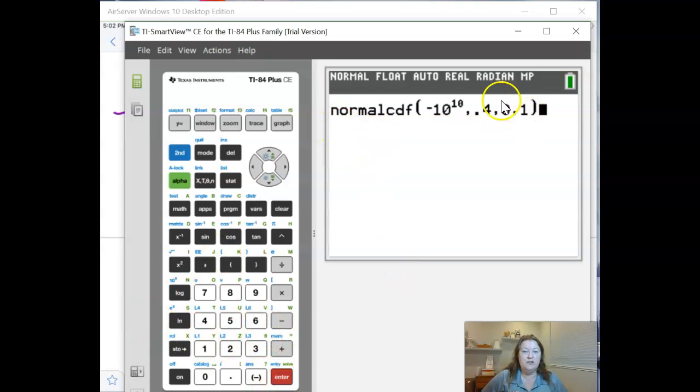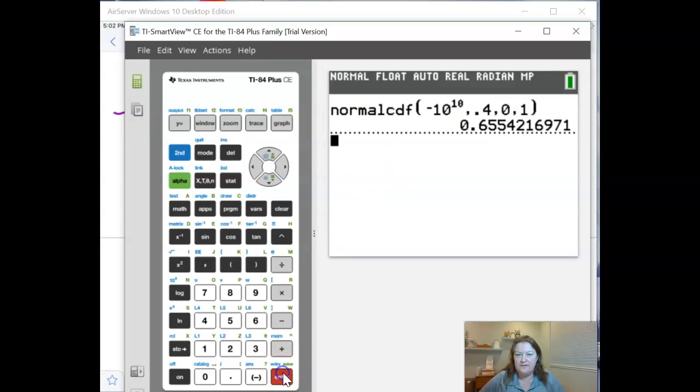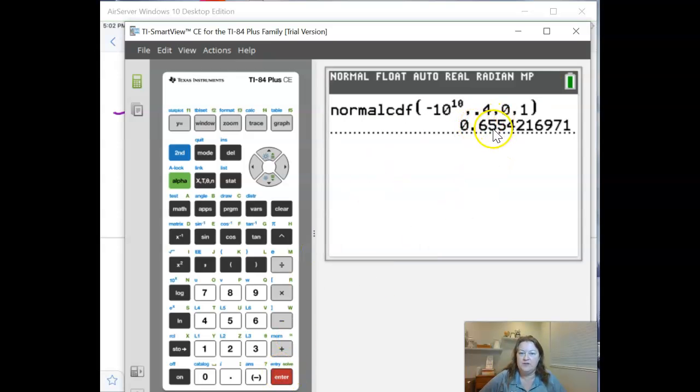This is what the formula looks like. So if you don't get the option of having that menu come up, it's going to put normal CDF on your screen right away and open up the parentheses, and then you just have to know what the order is: low to highest, and then mean, and then standard deviation. Okay, and then if I hit enter for this, there is my area under the curve, 0.6554. Okay, so this is the way I usually use it.